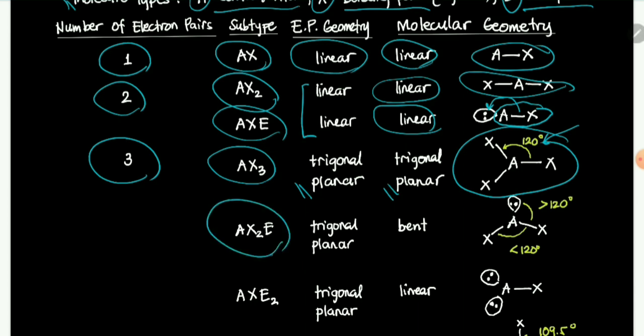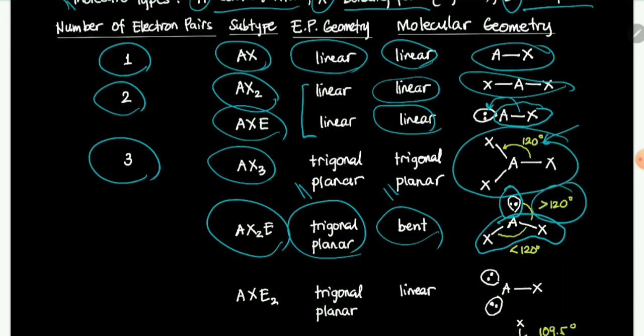So, the next one is AX2E. Ibig sabihin, dalawa yung bonding pairs, isa lang yung lone pair. So, trigonal planar pa rin yung electron pair geometry niya, pero yung molecular geometry niya ay bent. Kasi, ito lang yung kinoconsider again sa molecular geometry, pero kapag electron pair geometry, kasama yung lone pair. So, makikita niyo, mas malaki yung angle formed by the lone pair and the bonding pair. Kasi, again, mas dispersed ang ating lone pair.